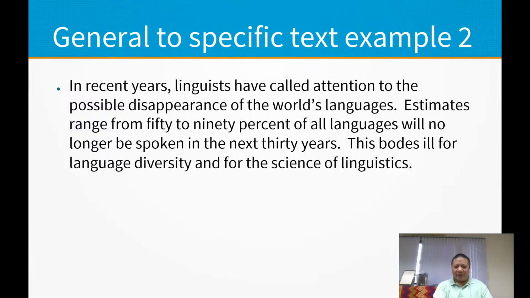Here's another one. In recent years, linguists have called attention to the possible death of languages. Estimates range from 50 to 90% of all languages will no longer be spoken in the next 30 years. This bodes ill for language diversity and for the science of linguistics. So notice at the start it's wide and then it narrows down, and then in the last sentence it widens out again.